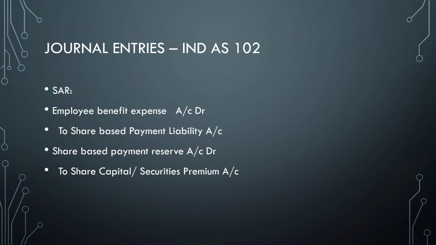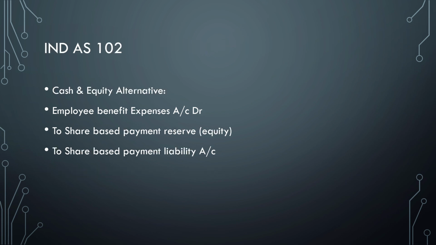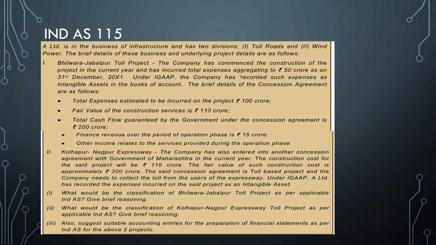In Ind AS 102 there are a lot of similar journal entries. For example, stock appreciation rights: employee benefit expense account debit to share based payment liability, and share based payment reserve account debit to share capital or securities premium. These are the various entries that you should pass. And in case of cash and equity alternative, employee benefit expense account debit to share based payment reserve equity account and to share based payment liability account. So these are the key repetitive entries that will be coming in Ind AS 102.